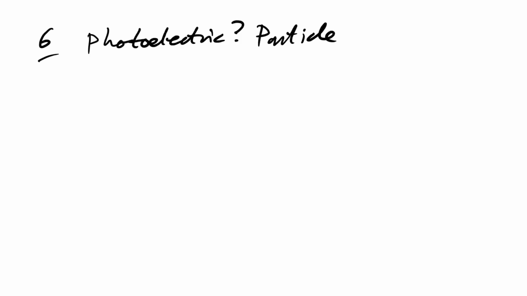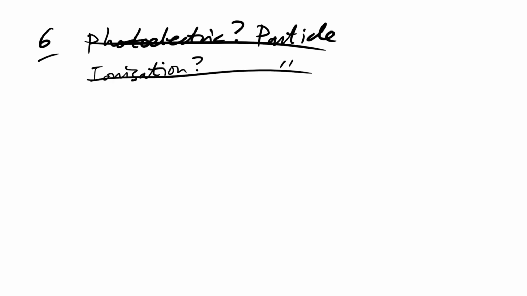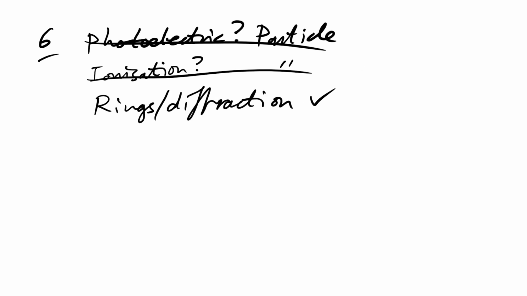Random multiple choice question. It's not often you see this in a paper 1. What tells you that electrons act like waves? Photoelectric effect? No. That tells you that they act like a particle. Ionization? No. Again, shows you that they act like particles. Rings? Diffraction? Yes, of course. This is the main piece of evidence that things act like waves.